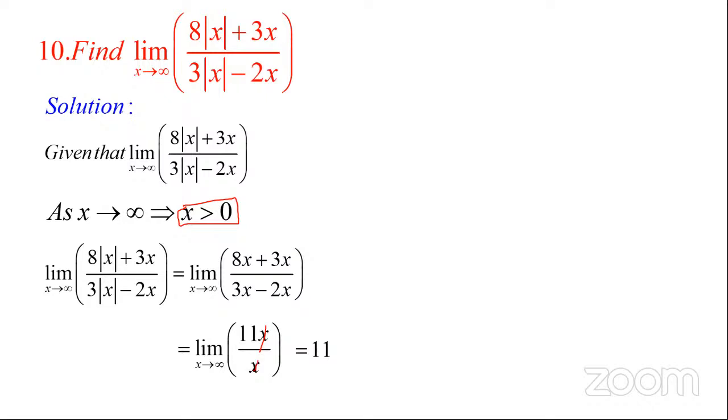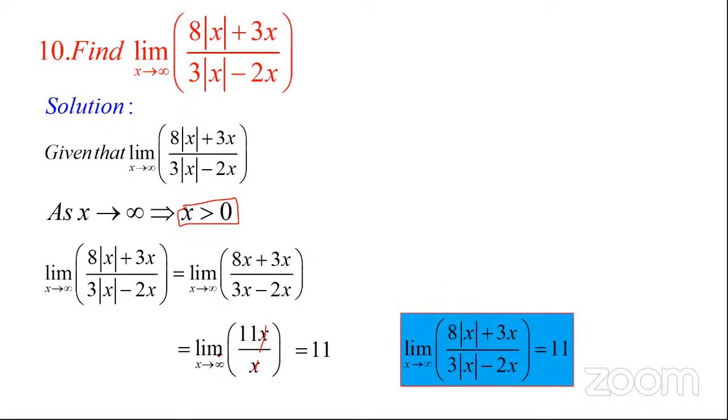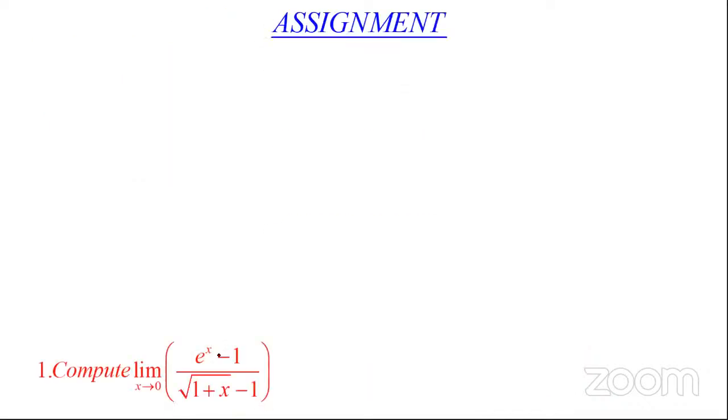X will get cancelled, so we don't need to apply the limit. Why? Because there are no x terms. That's why this value is 11. So the limit as x tends to infinity of 8 mod x plus 3x by 3 mod x minus 2x equals 11. Okay. Next assignment.